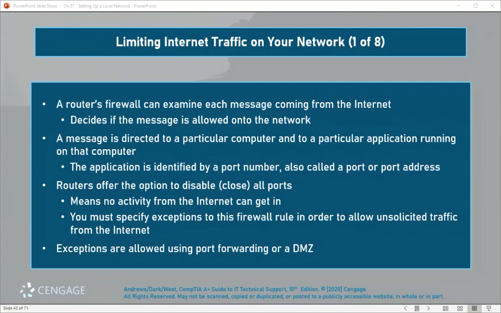Exceptions for this can be used through port forwarding or port triggering, or what's called a DMZ. DMZ is an abbreviation for the term demilitarized zone. It's basically a gap between two firewalls that allows you to have kind of an air gap in between the outside network and your inside network, so that if there is any kind of breach that occurs on the first firewall, you can have that split.